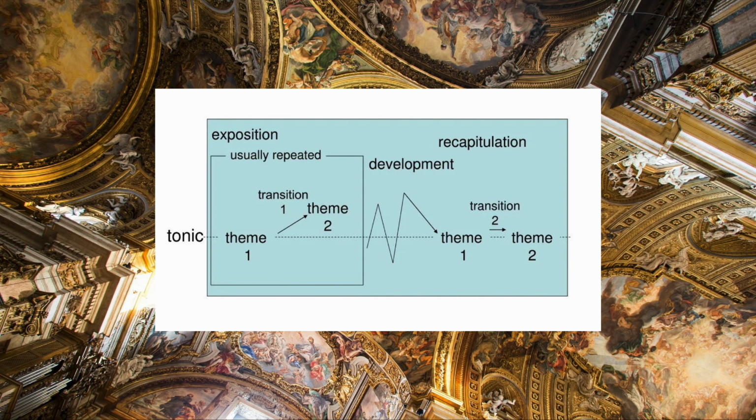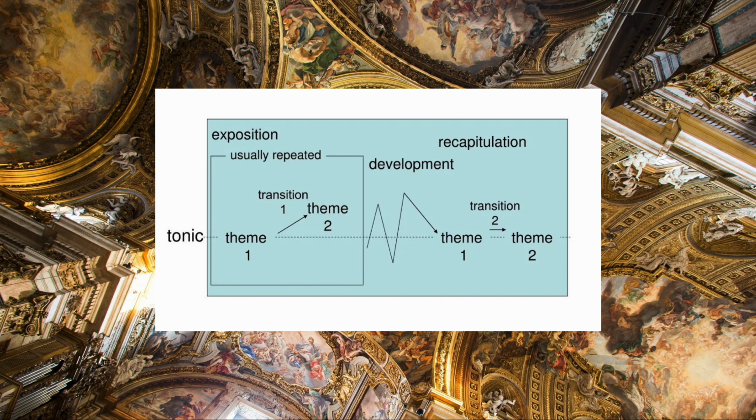Section 4. Sonata form. The term sonata in the Baroque period refers to a multi-movement composition for one or more instruments. Baroque sonatas are categorized as sonata da camera, chamber sonata, consisting of dance movements, and sonata da chiesa, church sonata, intended for liturgical use with a more serious character.